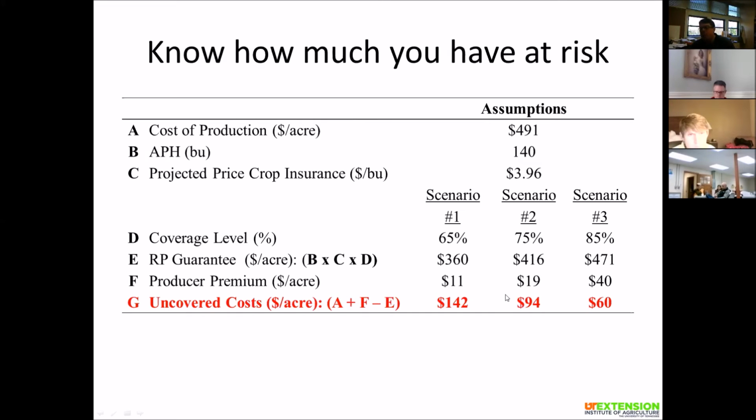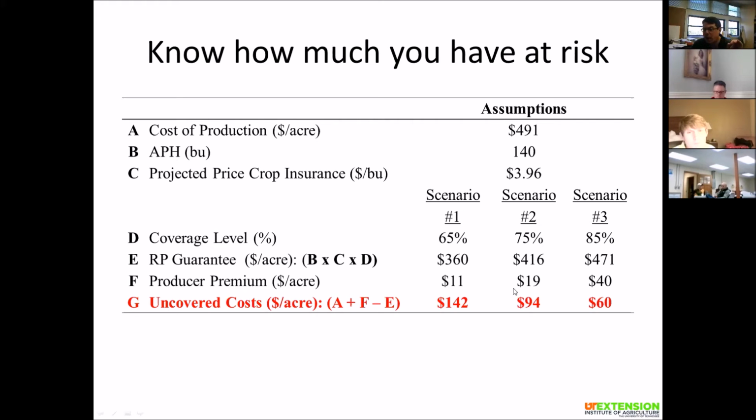As we buy up, it decreases. Again, finding that sweet spot as far as where you're comfortable with uncovered cost is going to be traded off between that premium cost. So what we want to end up doing is use this as a base to build our marketing program off of it. This gives you an idea of how much money we have uncovered on an individual farm.